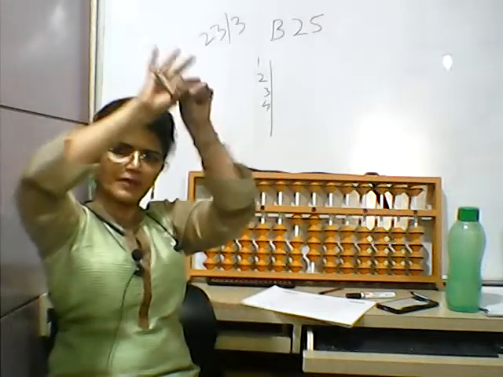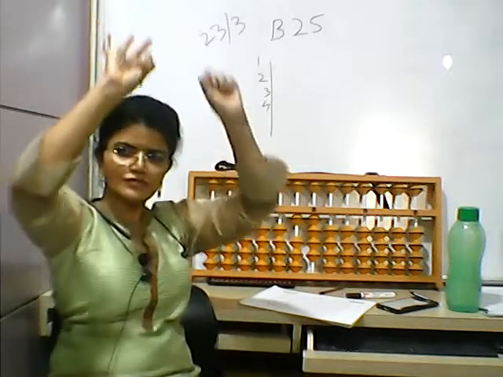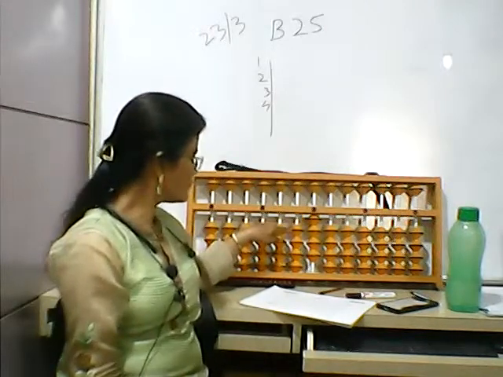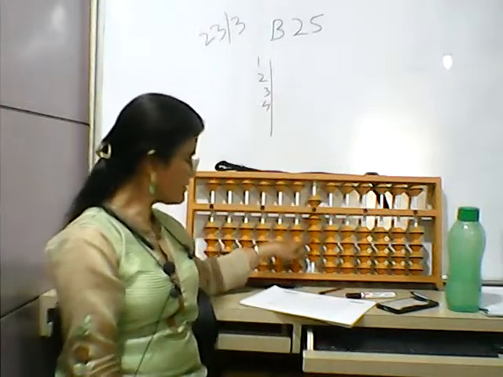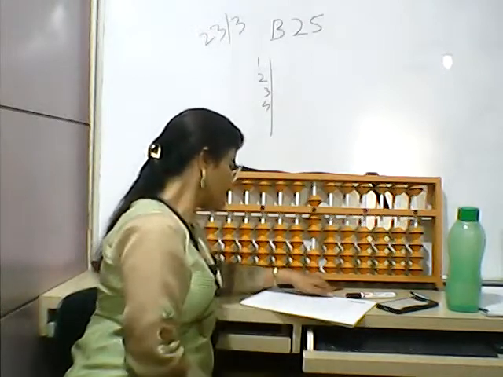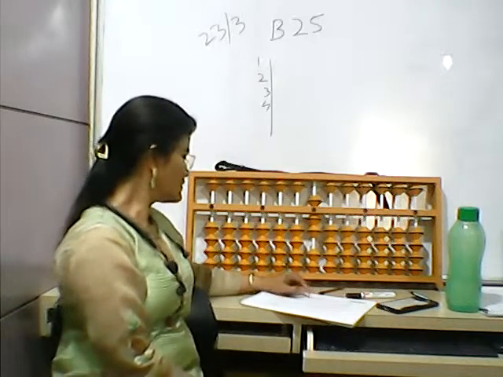Mix complement. Minus 10, plus 5, minus 2. That is 7. Next number 6. Next sum.